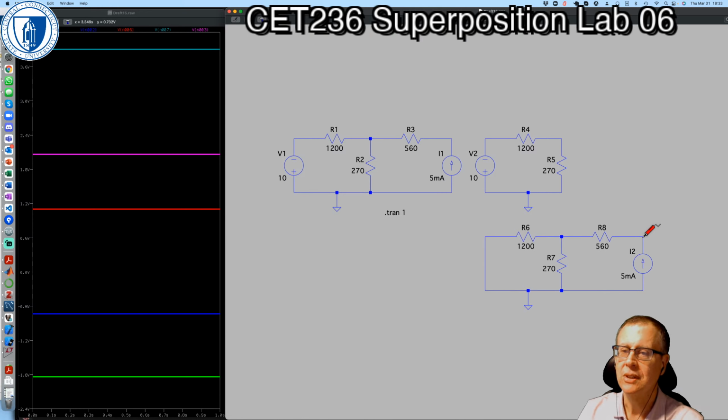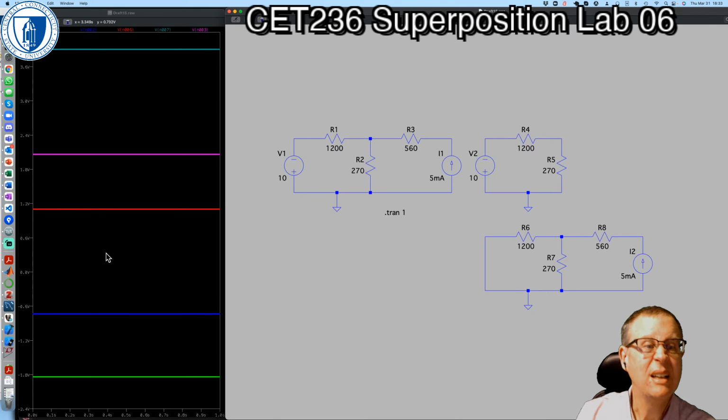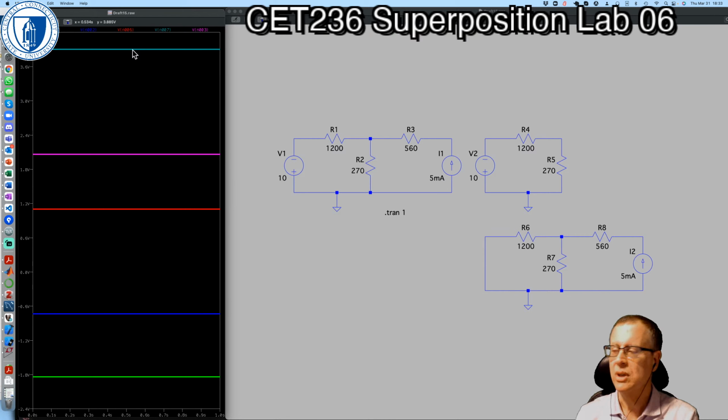But then we've got the same thing here, the voltage that, and this one is node 7, and node 7 is this one here. So for this one, we need about 3.9 volts.